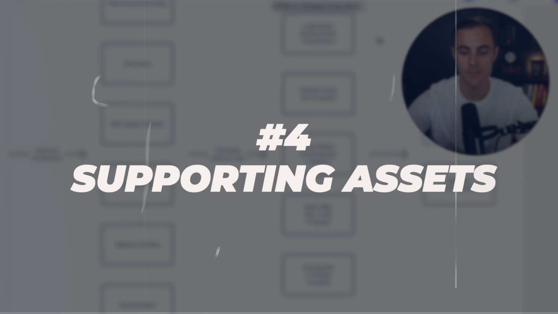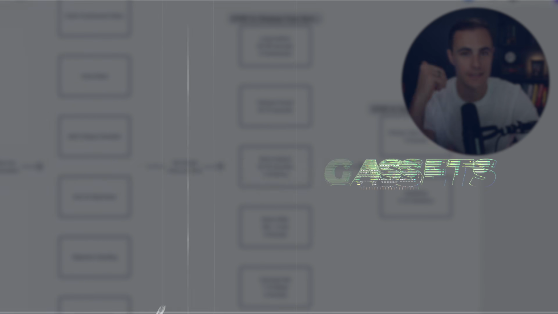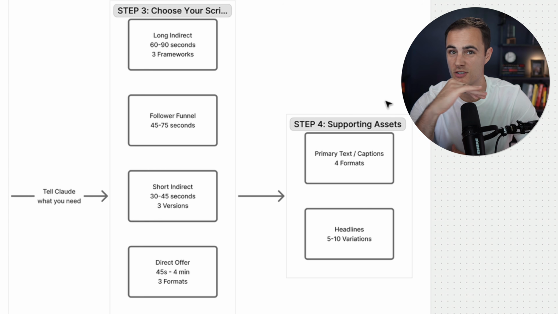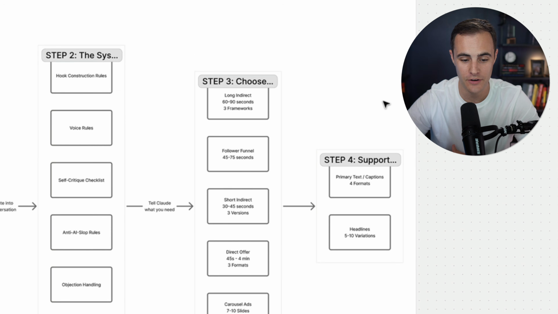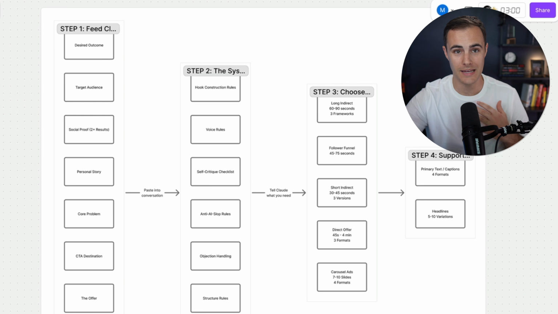And then step 4 is gonna be all the supporting assets. It's gonna give you headlines, primary text, captions, boom, the full shebang. Okay, so this is what we're gonna be building together. And again, a lot of this is already gonna be built in the system.